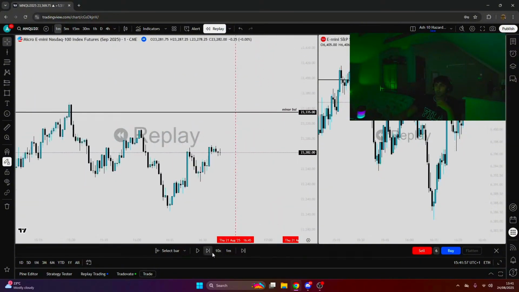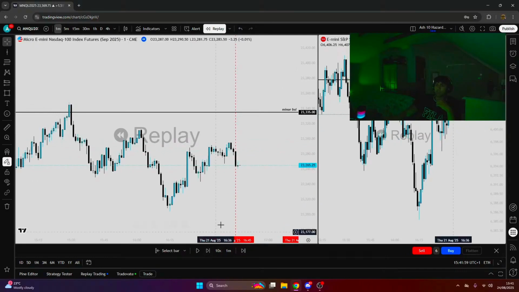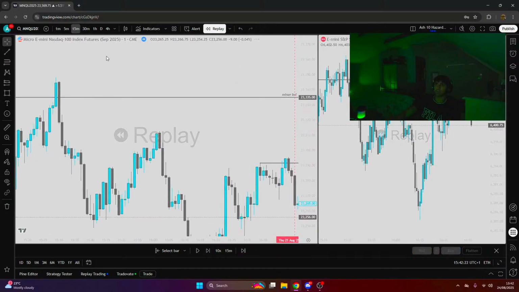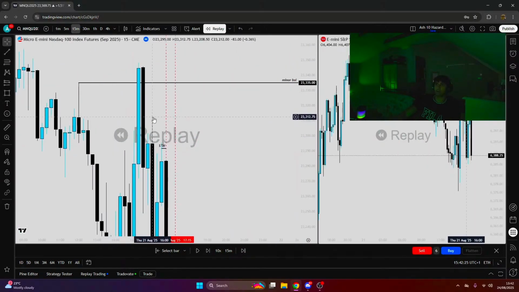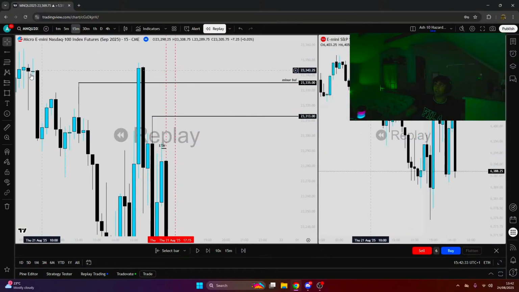We've got a sweep of minor buy side. Let's see what we get coming into macro. Point on minor buy side, but you could actually mark out this 15-minute high here as well. This would be the most recent 15-minute high. And then you could mark this point out on ES as well.